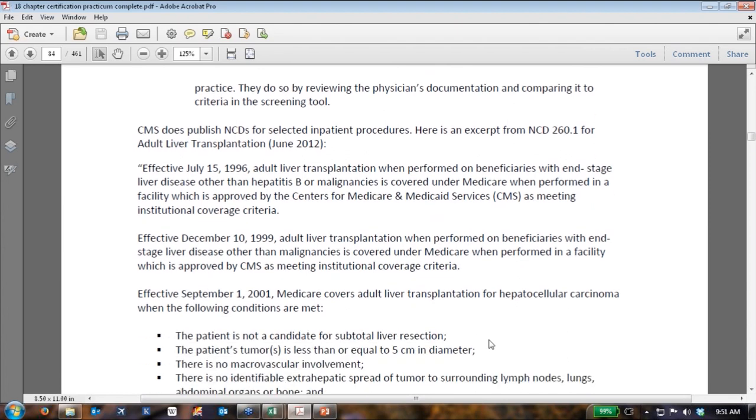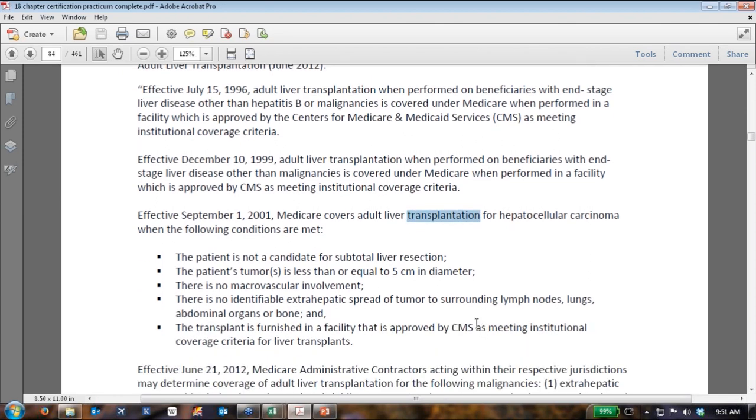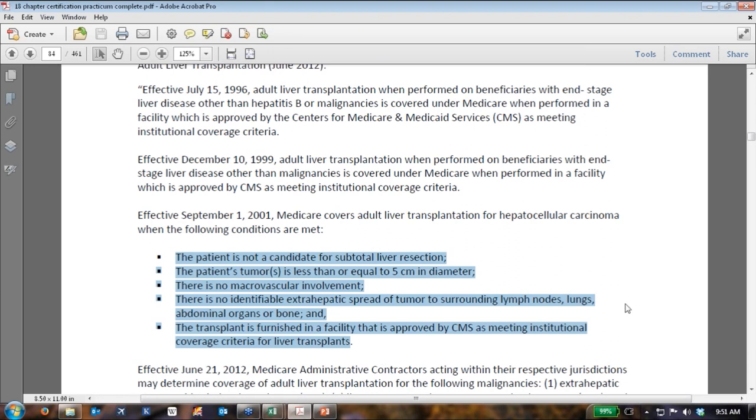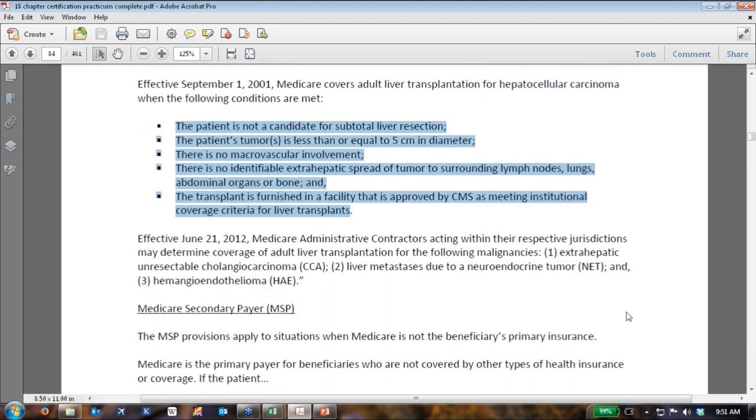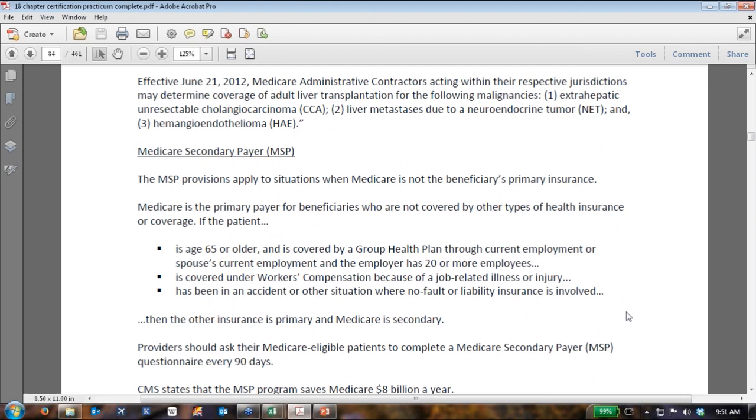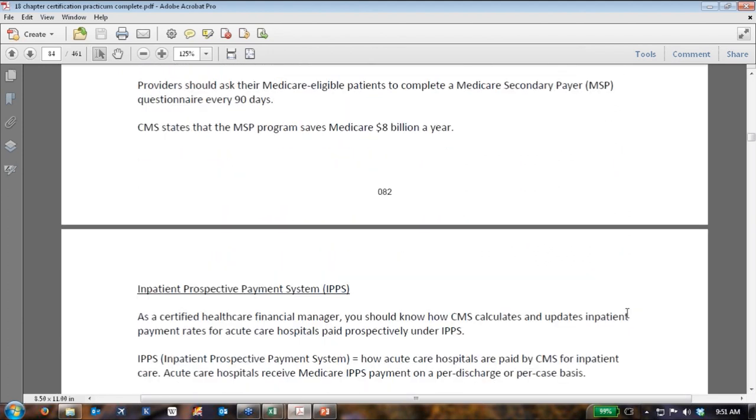And again, there's some examples of it here. For instance, an adult liver transplant. Here are the criteria for a liver transplant. You can read them in these coverage determinations. Very, very interesting. And then Medicare secondary payer, we've already talked about.